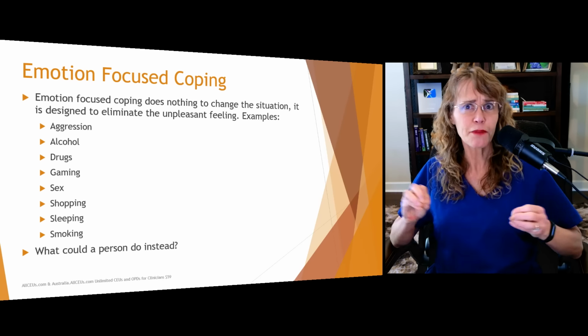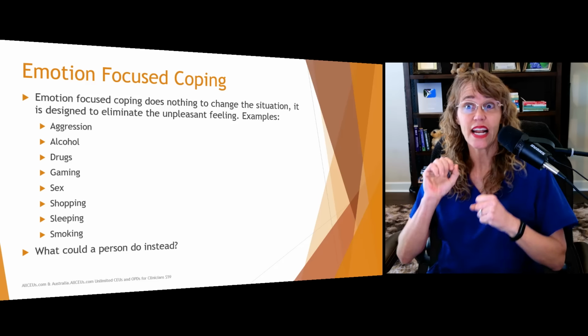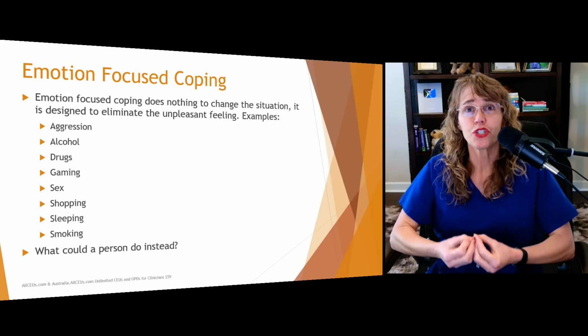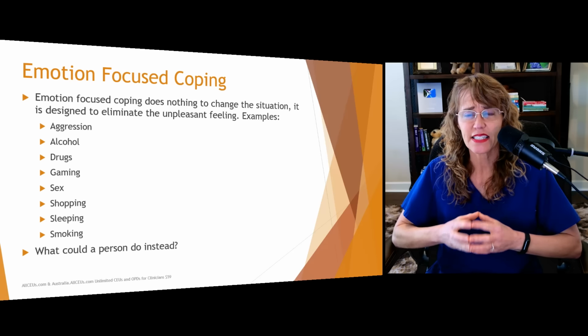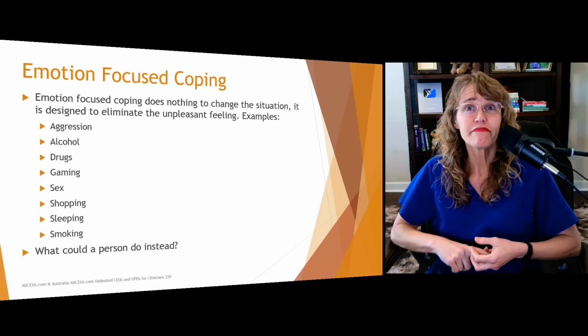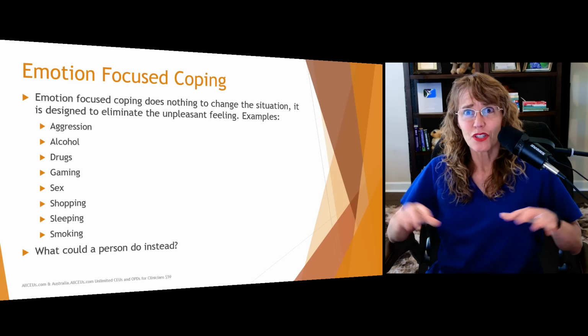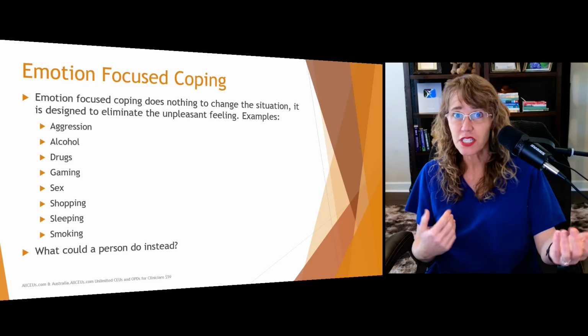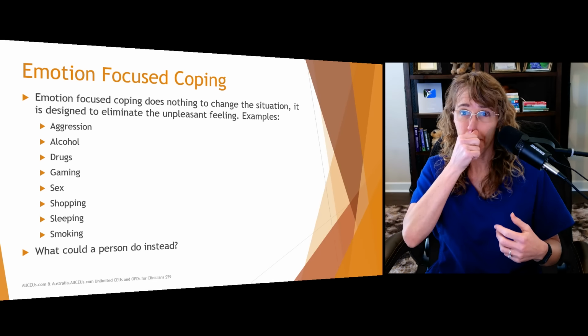Examples can be aggression. If I feel scared and I lash out, then I'm acting on emotion. I'm not necessarily acting on facts. Does it potentially solve that immediate problem? Yes. But what are the consequences? And does it solve the problem in the long term? Or am I just going to have to keep repeating this cycle?